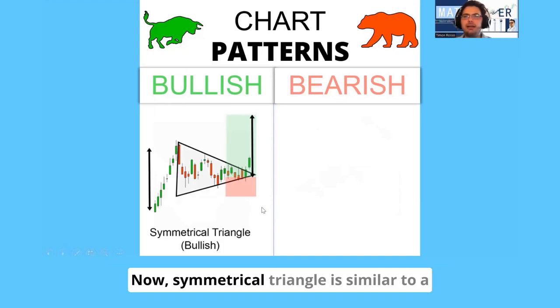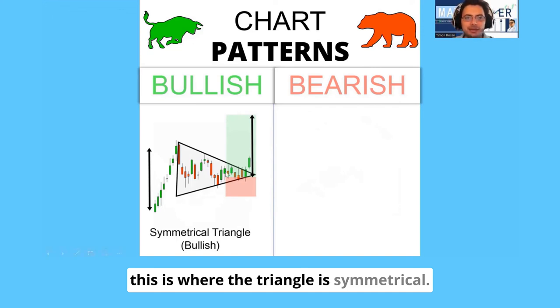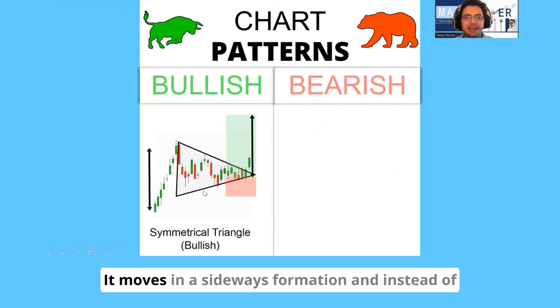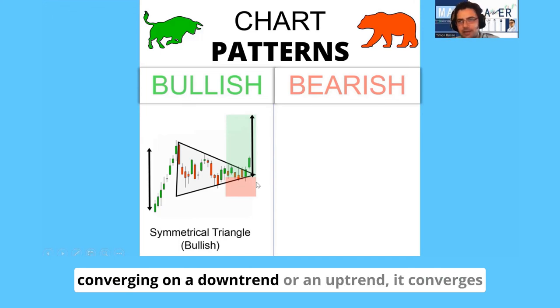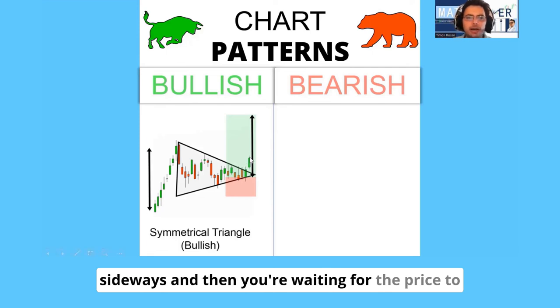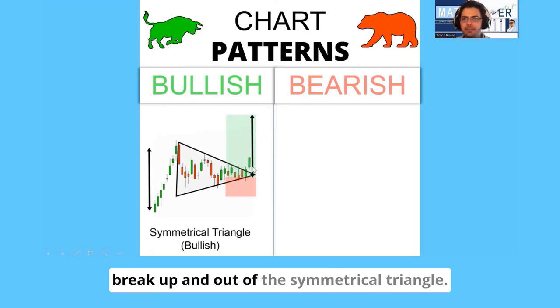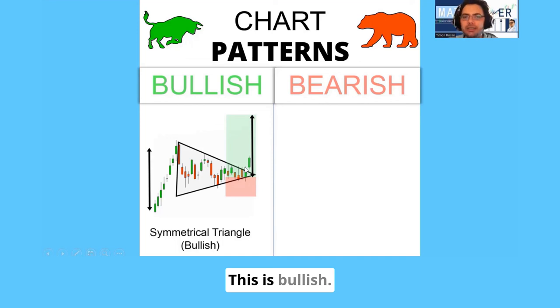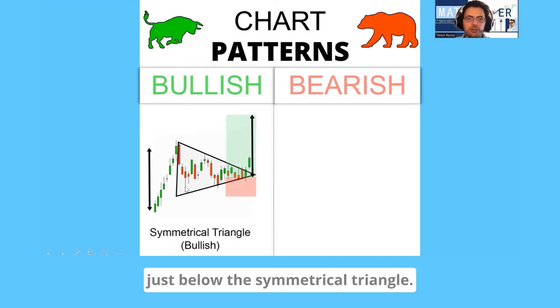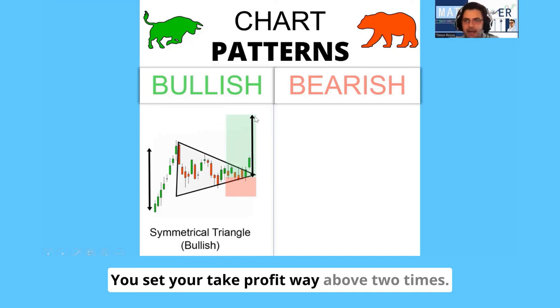Now, a symmetrical triangle is similar to a wedge, is similar to a pennant, except this is where the triangle is symmetrical. It moves in a sideways formation, and instead of converging on a downtrend or an uptrend, it converges sideways. And then you're waiting for the price to break up and out of the symmetrical triangle. This is bullish. Then you set your stop loss just below the symmetrical triangle. You set your take profit way above, 2 times.